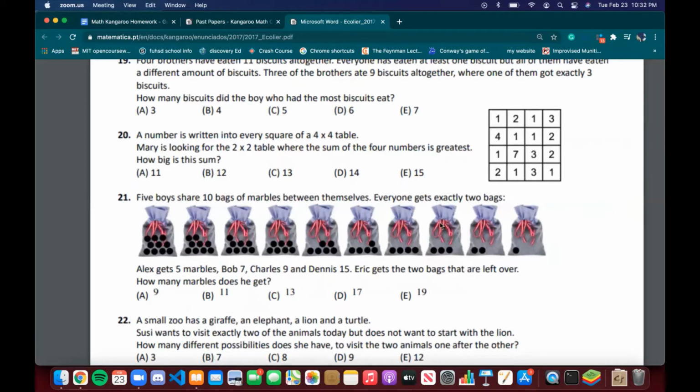Okay, so everyone gets 2 bags. For this question, it would be very hard to try to figure out the correct combinations of bags to give everyone. So let's just pick these randomly. Instead of worrying about who gets what bags, we can just count the total number of marbles and the total number of marbles that each person gets. And the ones that aren't done are given to Eric.